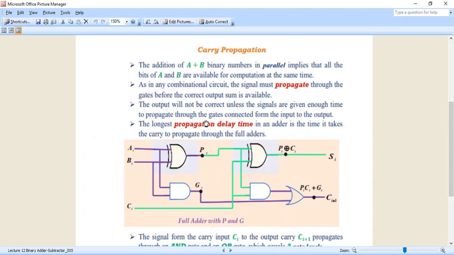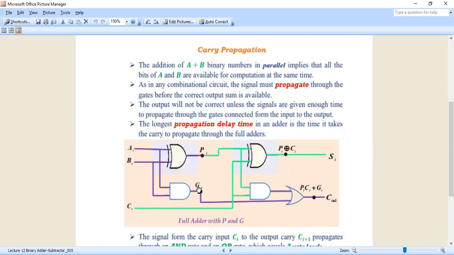So here the longest propagation delay time in an adder is the time it takes the carry to propagate through the full adders. So this is the diagram to construct the full adder with propagation delay. P is nothing but propagate and G is nothing but generate. So this is the carry propagation logic diagram.